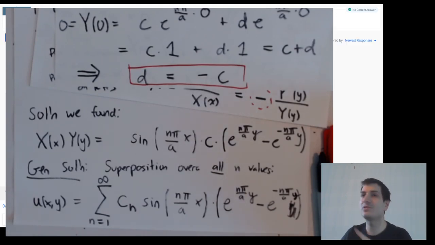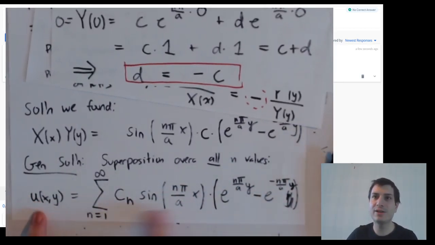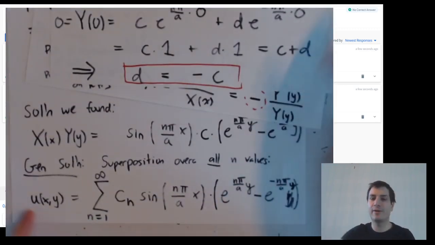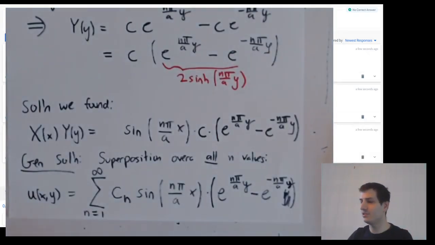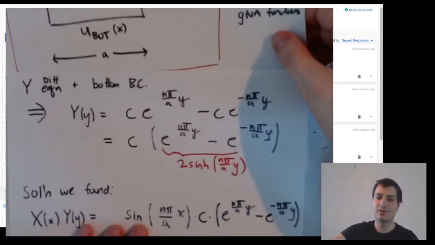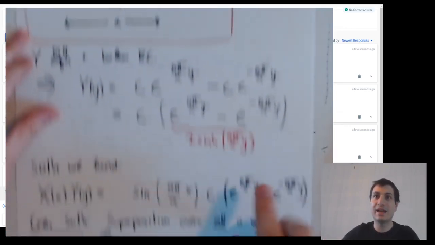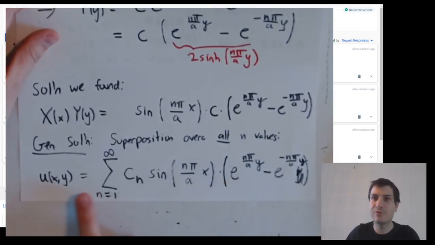You can post a question in Top Hat or in the chat. Someone says, just to be clear, this is U top. The thing I've written down is the function U everywhere. So this is the solution inside the rectangle. We're looking for this unknown function U. We're saying, what is its value inside the rectangle? And I found a formula for it. And the formula only depends on the constant C_n.